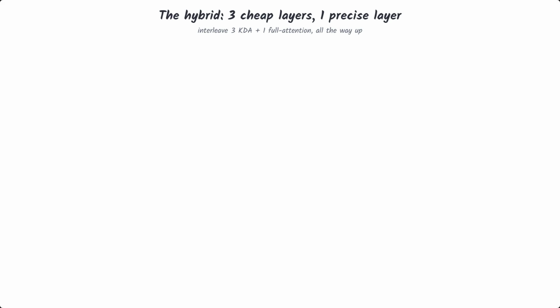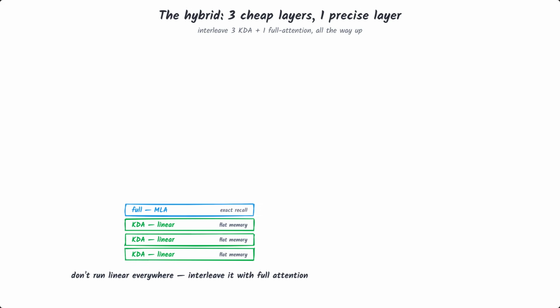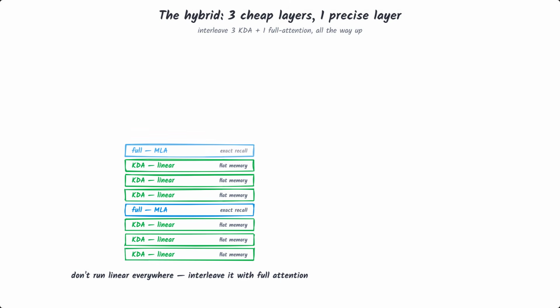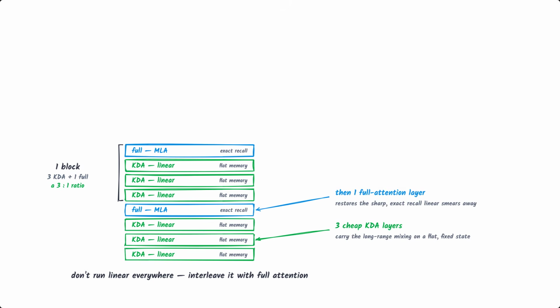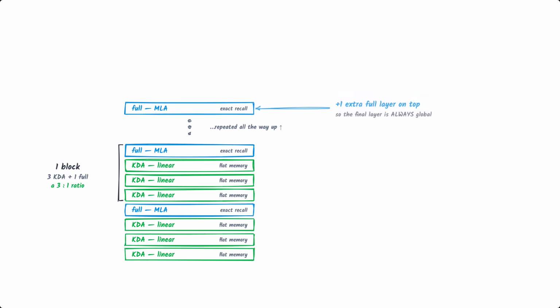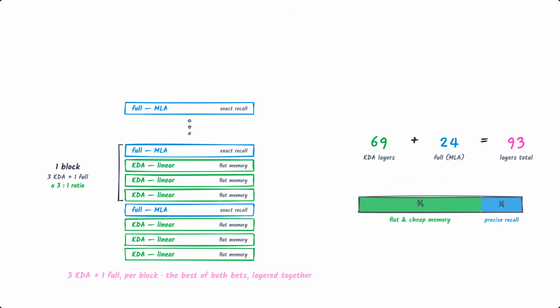Now the key move that gets precise recall without the exploding cache. Kimi K3 interleaves. 3 cheap KDA layers handle the mixing, then 1 full attention layer restores the sharp recall. Linear attention smears away. 3-to-1, all the way up, with 1 extra full layer capped on top, so the final word always sees the whole picture. 69 KDA layers, 24 full, 93 total, 3/4 cheap, 1/4 buying back precision.